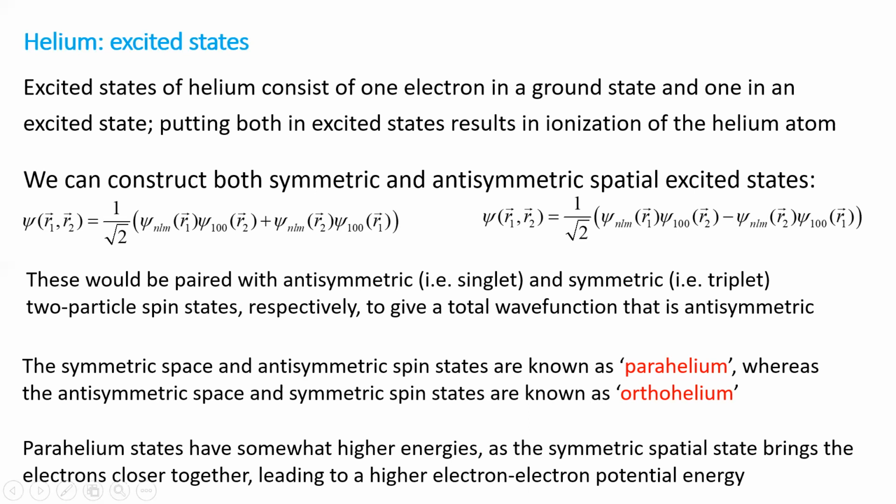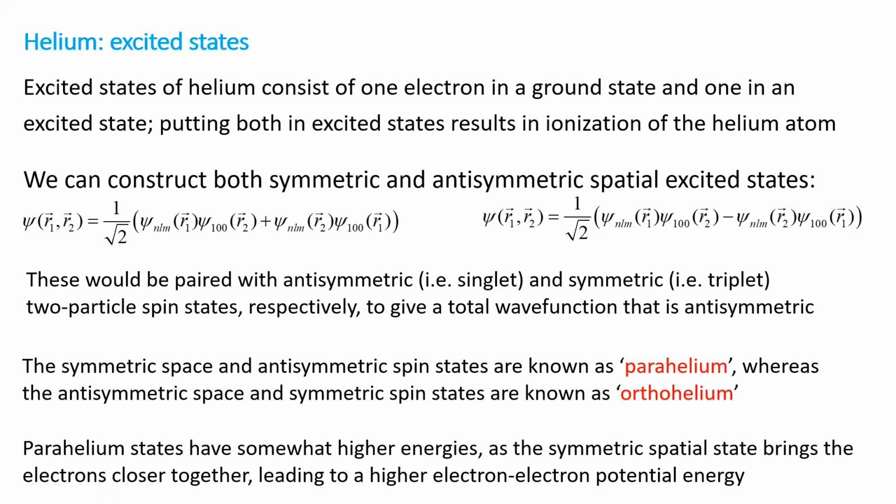Parahelium states have somewhat higher energies because the symmetric spatial state tends to have the electrons closer together. And if the electrons are closer together, we expect a higher electron-electron potential energy since they repel each other, leading to a higher potential energy and a higher energy. So for a given excited state, if we build a symmetric state out of the ground state and a given excited state, the symmetric state will have a higher energy than the equivalent antisymmetric state, the equivalent orthohelium state.